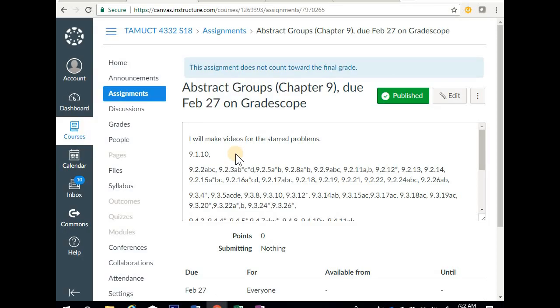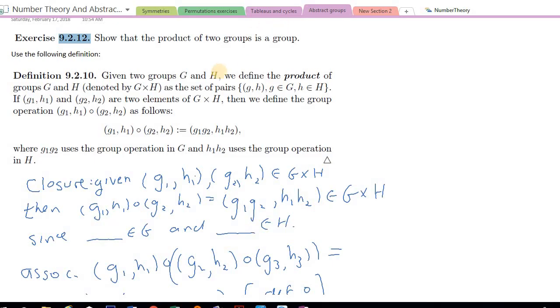Okay, that's it for the problems that I'm going to review in 9.2. I'll make another video for 9.3. Alright, let's move on to exercise 9.2.12. Show that the product of two groups is a group.